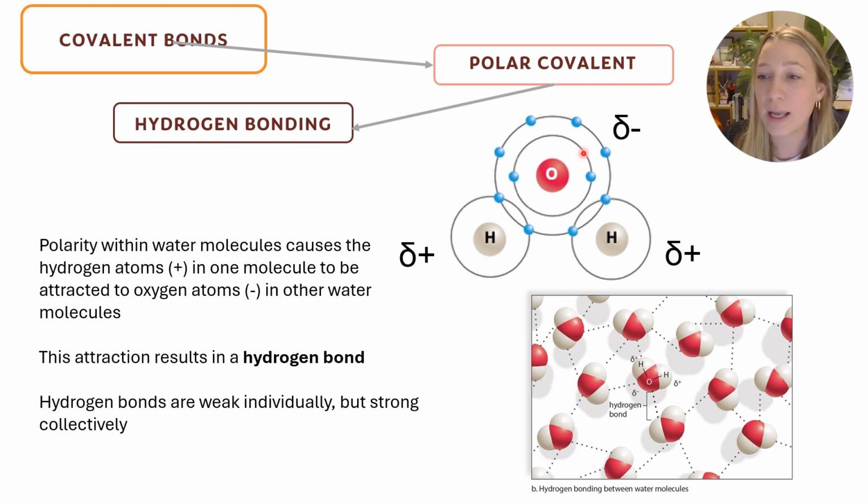Hydrogen bonding is weak individually, but the collective strength of hydrogen bonds with many molecules put together is quite significant. Hydrogen bonding is what gives water its unique properties, such as high cohesion and the ability to dissolve many substances. And this hydrogen bonding also plays a critical role in stabilizing the structure of macromolecules, such as proteins and DNA.